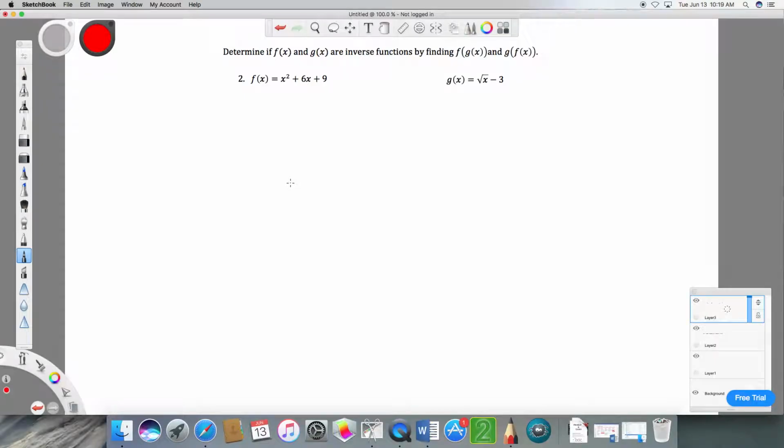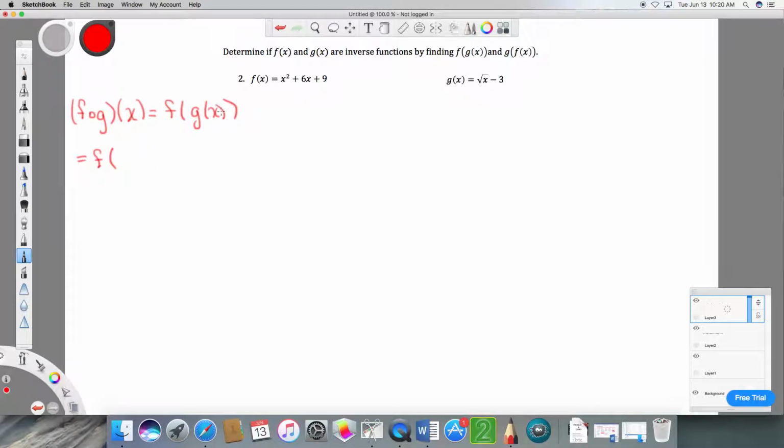Let's take a look at this problem. We have two functions f and g, and we want to determine if these two functions are inverses of each other, and to do that by function composition. So we want to find f composed with g, and then g composed with f. So let's start out, and I'll find f composed with g of x, which can be written as f of g of x.